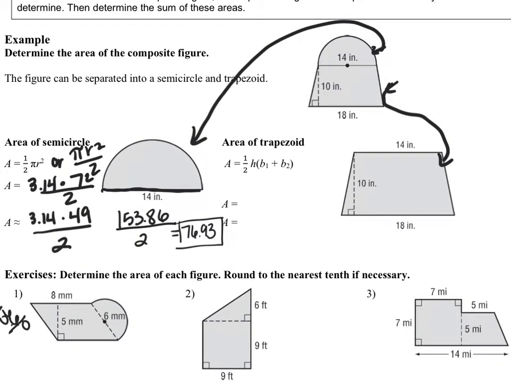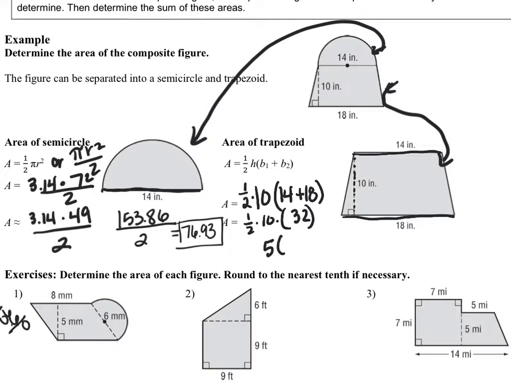These are two of the longest formulas we're doing. So 1/2 height. The height right here is 10. Base 1 is 14, and like I said yesterday, it doesn't matter which one is base 1 and base 2. The second base is 18, so 14 plus 18. Order of operations tells me that parentheses come first, so 14 plus 18 is 32. So 1/2 times 10 times 32. Well, what's half of 10? 5. So 5 times 32.